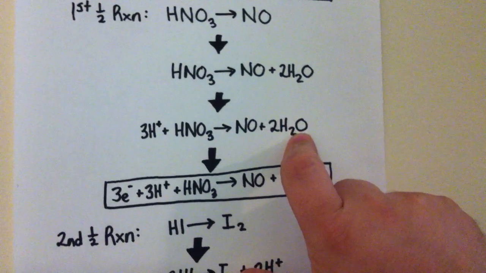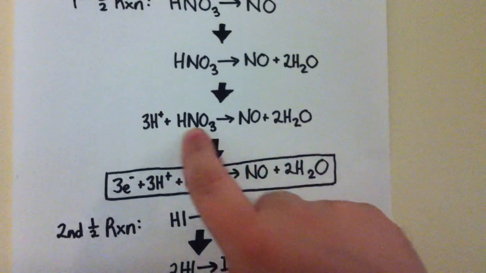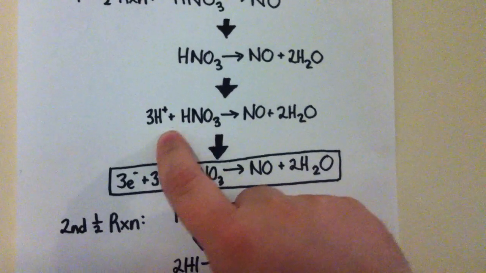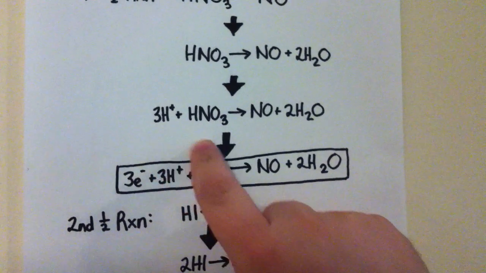Moving down one step, we then need to balance out our H's. We had 4 on this side, but only 1 on this side originally. Adding 3 H pluses balances out the H's.